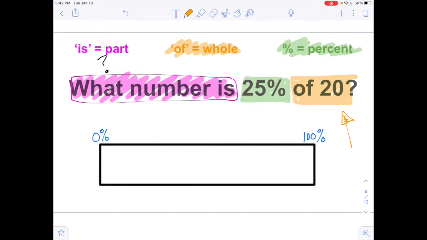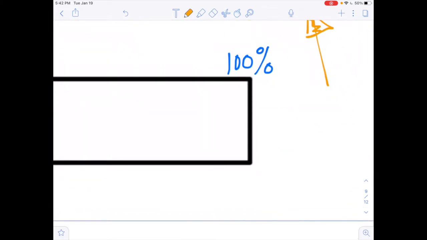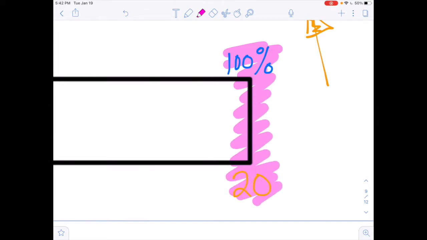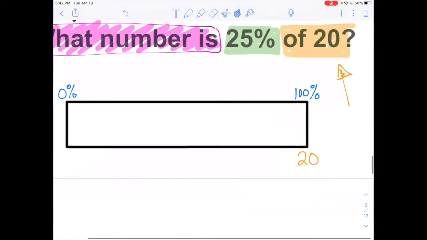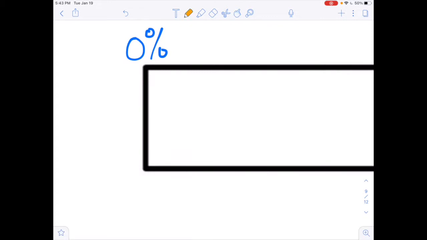That means that it's 20 something. Maybe it's 20 M&Ms. Maybe it's 20 students in a synchronized class. Right? The whole is 20. I know that 100% is also the whole. So that means 20 goes underneath 100%. Do you see how they match up? Right? 100% means the whole and 20 also means the whole. That means both of these numbers have to go at the end of the bar. 0% on the other side means none, and the number that means none is 0.